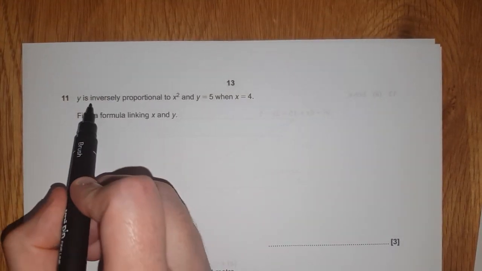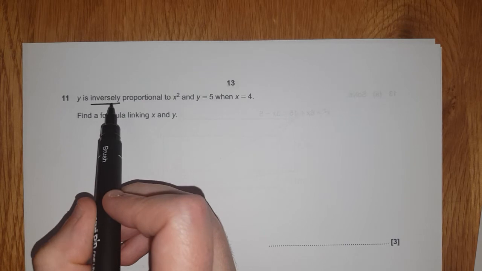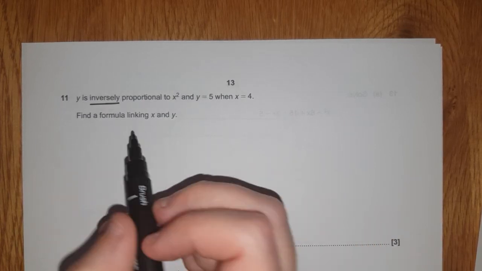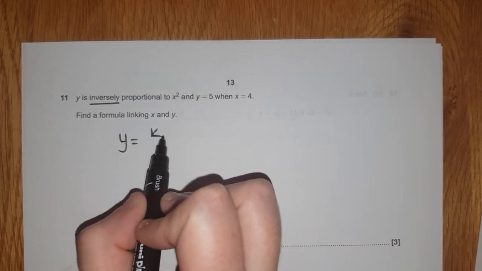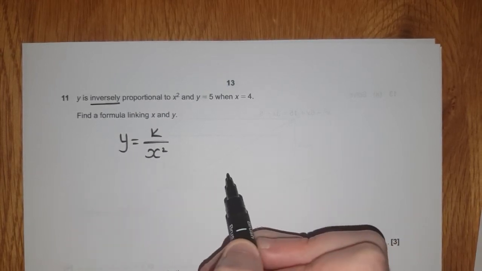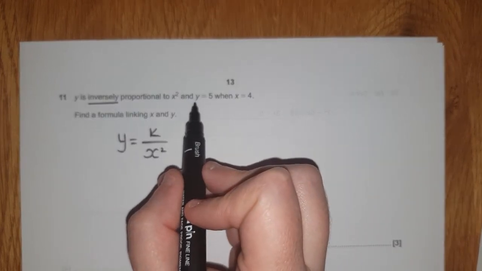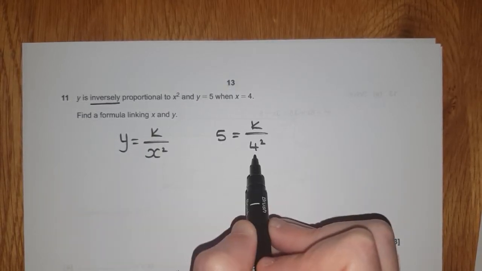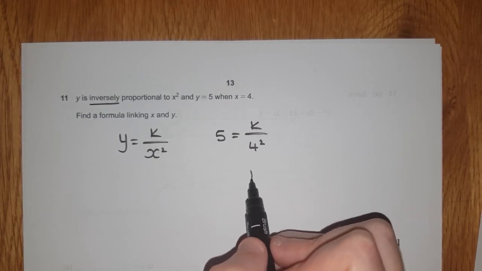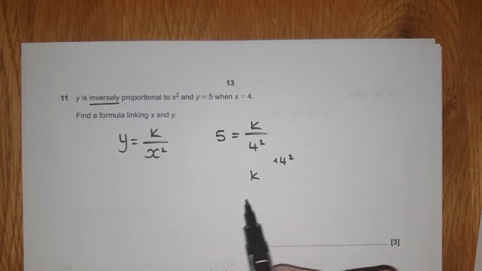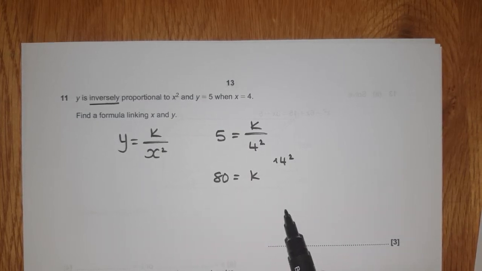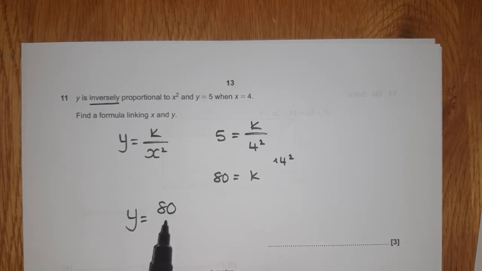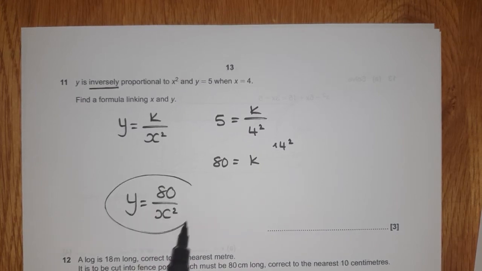Right, y is inversely proportional. Now be very careful. If it's directly proportional, it's k times your term. In ours, it's inversely, so it's y equals k over x squared. We've then got y equals 5 when x equals 4. So if I replace what I've got there, to get k by itself, I need to times by 4 squared, which is 16. 5 times 16 gives me 80, which means I can now put 80 back into my equation. Y equals 80 over x squared. And that's it. I've got a formula linking x and y together.